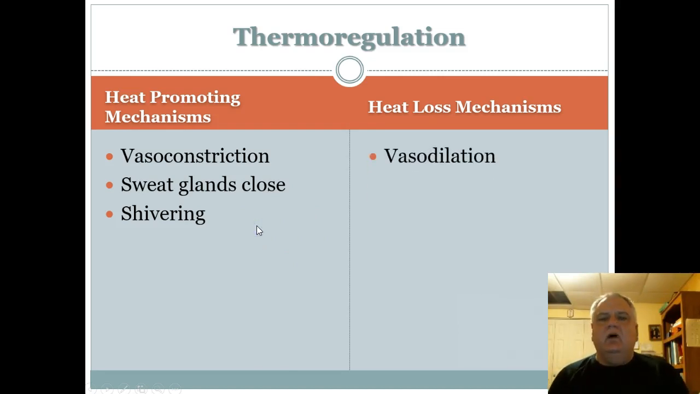Okay, what about heat loss mechanisms? So let's say now that our body temperature is going up above the normal range and we want to try to bring the body temperature back down again. We would do the opposite. Now vasodilation, the hypothalamus is going to signal vasodilation. Dilation of the blood vessels that carry blood to just underneath the surface of the skin and out to the extremities. What's that going to do?